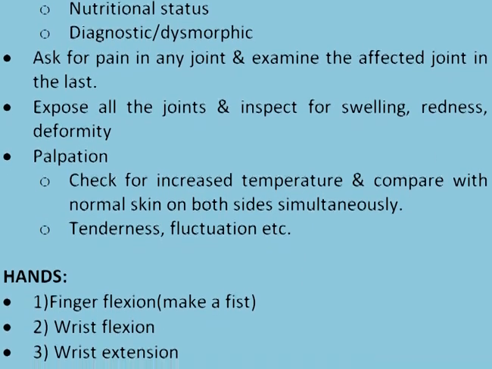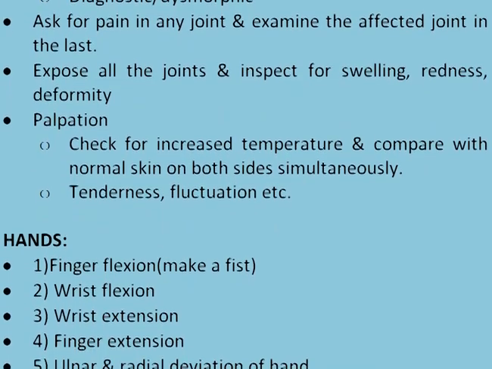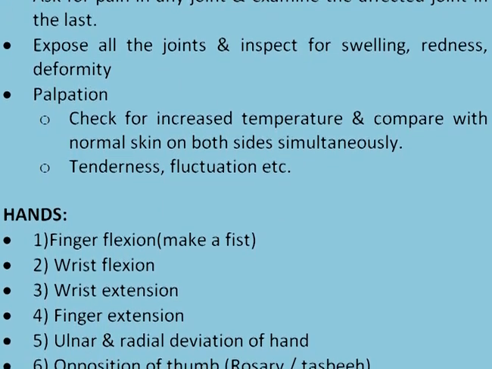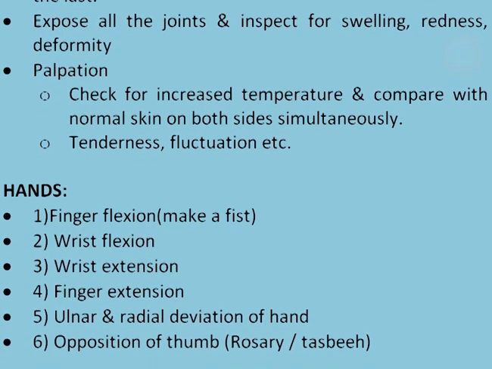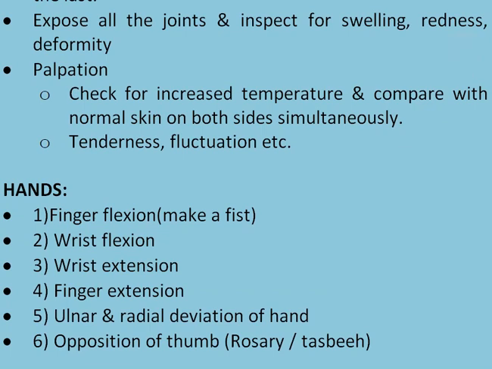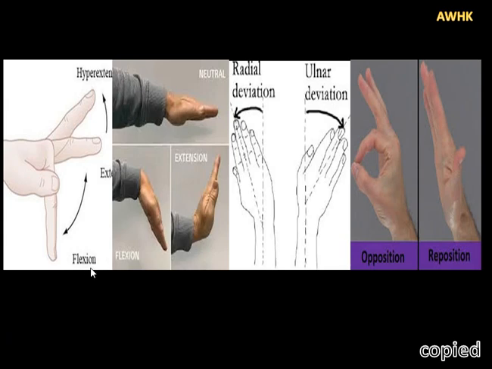Then in the hands, check the finger flexion, make a fist, wrist flexion, wrist extension, finger extension, ulnar and radial deviation of hands, opposition of thumb like a rosary or tasbih. So this is the flexion, this is the extension and hyperextension. This is the flexion at the elbow joint and extension, wrist joint flexion and extension at the wrist joint. This is the radial deviation at the wrist joint and ulnar deviation. And this is the opposition of the thumb.